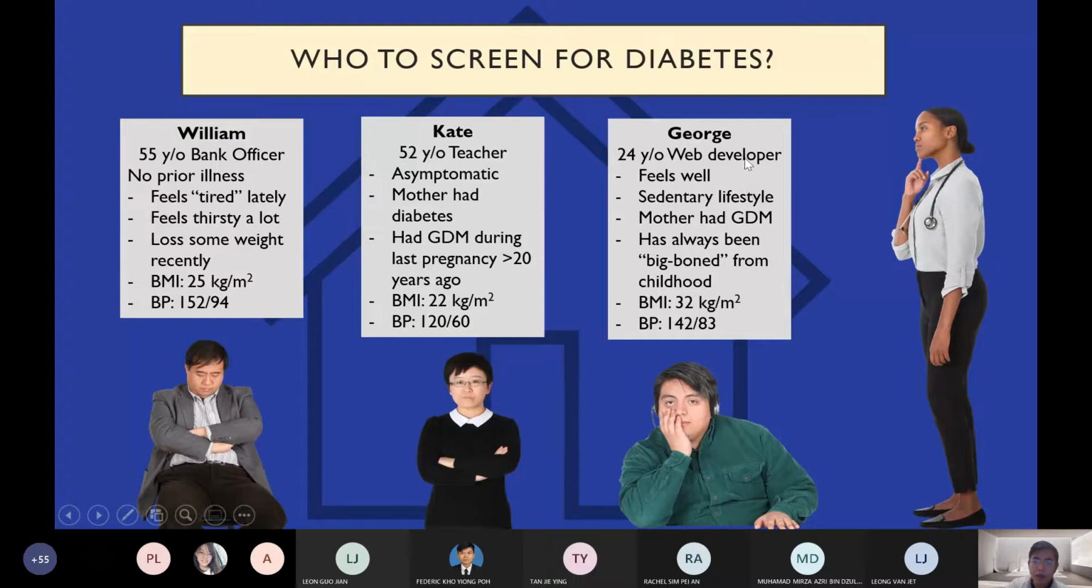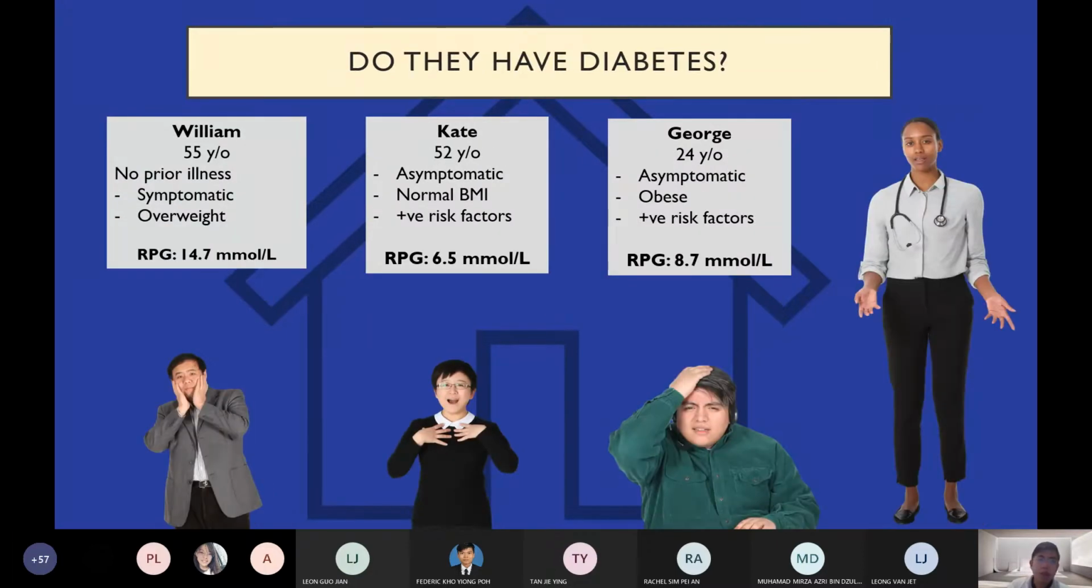And George here, even though he's young, leads a sedentary lifestyle and has risk factors. He appears to be obese. He probably has grade 1 or grade 2 hypertension, and his BMI is also in the obese range. So now we proceeded to do random plasma glucose for these people. Now we have a 75-gram OGTT done for George. All right, so can anyone tell me who has diabetes?